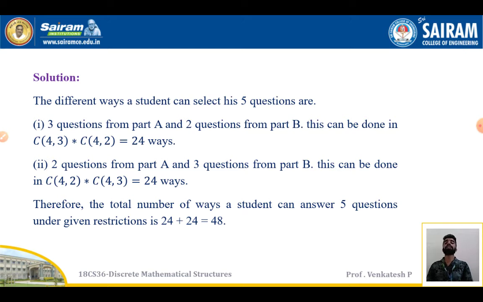The first one, 3 questions from part A and 2 questions from part B. This can be done in C(4,3) into C(4,2) ways. Choosing 3 questions from part A, 2 questions from part B, and multiplying, I'll be getting 24 ways. Similarly, 2 questions from part A and 3 questions from part B can be done in C(4,2) into C(4,3), which is equal to 24 ways. Therefore, the total number of ways a student can answer 5 questions under the given restriction is 24 plus 24, which is equal to 48.